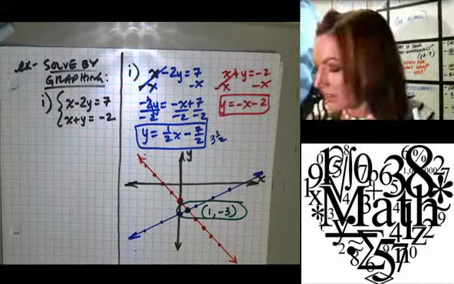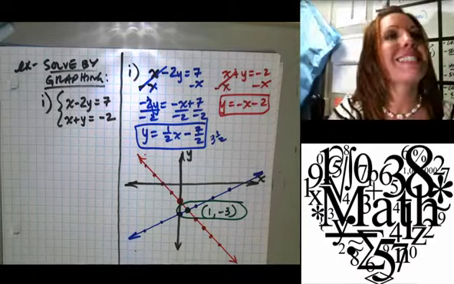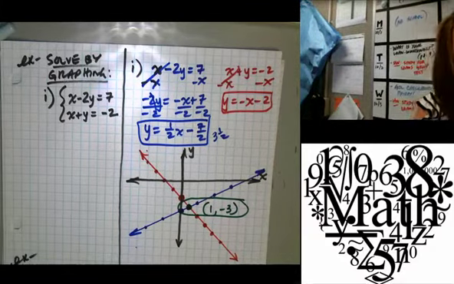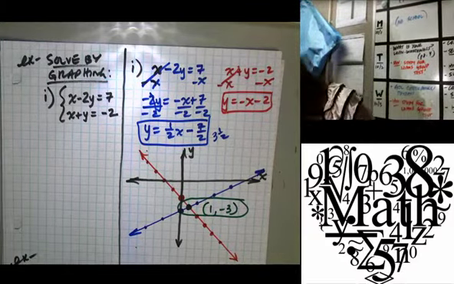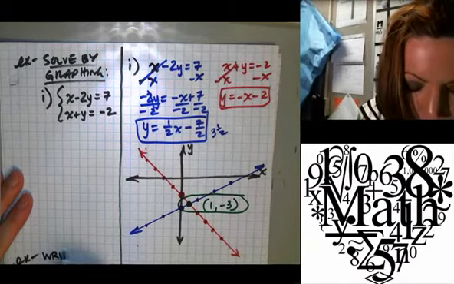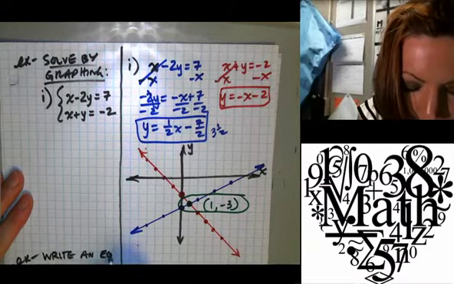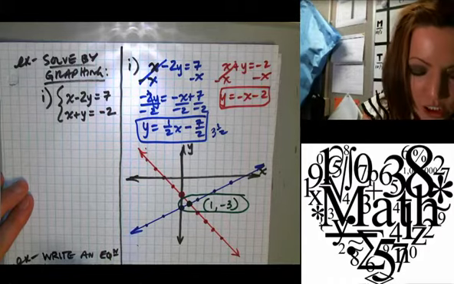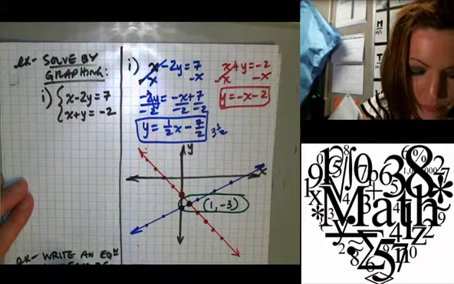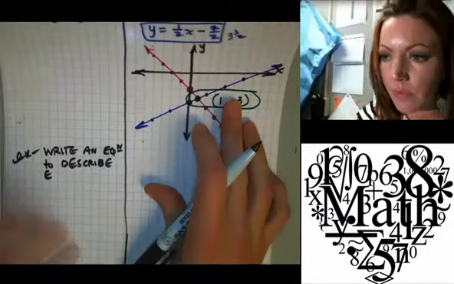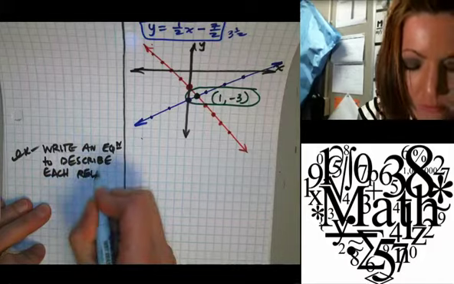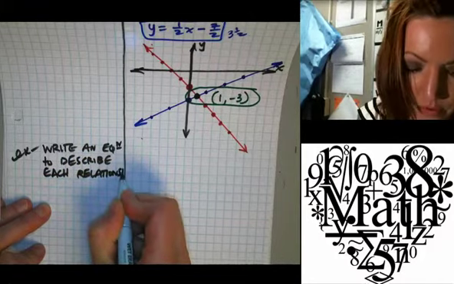Okay. Let's move on. This is the last kind of problem that you guys are going to see in your homework. Write an equation to describe each relationship. And EQN, that's my shorthand for equation, to describe each relationship.